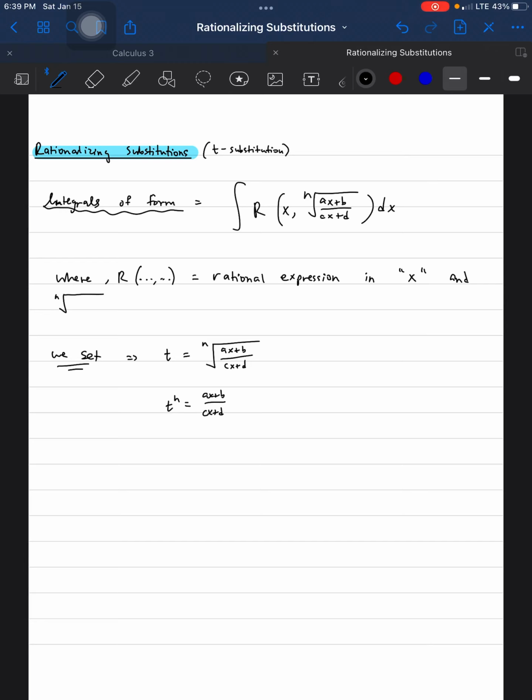So in this video, we're going to be going over rationalizing substitutions. This is another type of U substitution. It just falls underneath the topic of U substitution. But in rationalizing substitution, we're going to be using the letter T instead of the letter U to basically help us integrate.